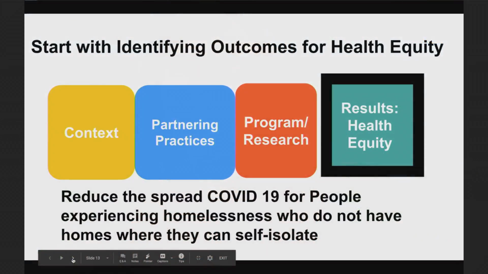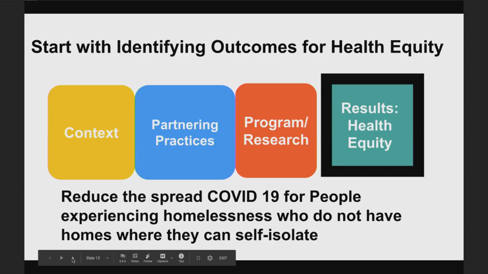What we did was use the CBPR methodology, starting with the outcome. The community came together and said, with the people experiencing homelessness, what do we want to do? Everyone was scared. The people experiencing homelessness were asking, how do we do this? How do we stay apart? What do we do to keep ourselves safe? And so we all rallied around this one health equity outcome.